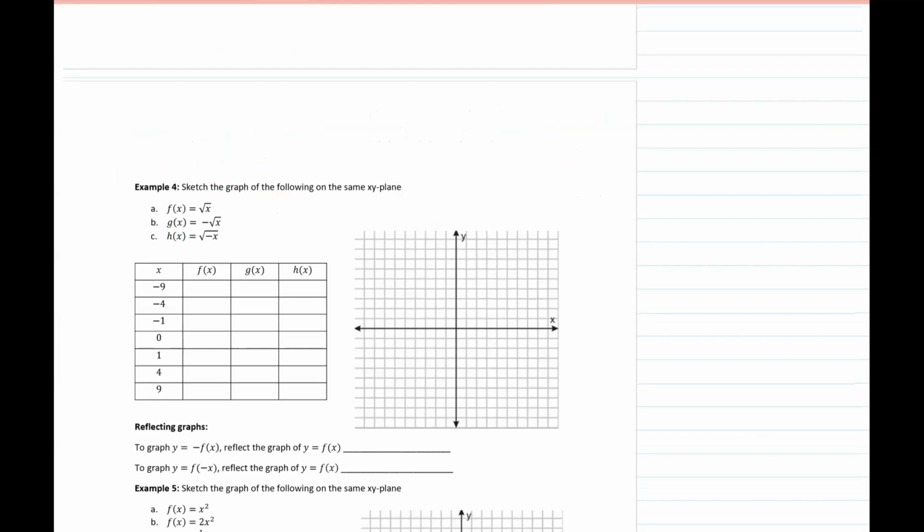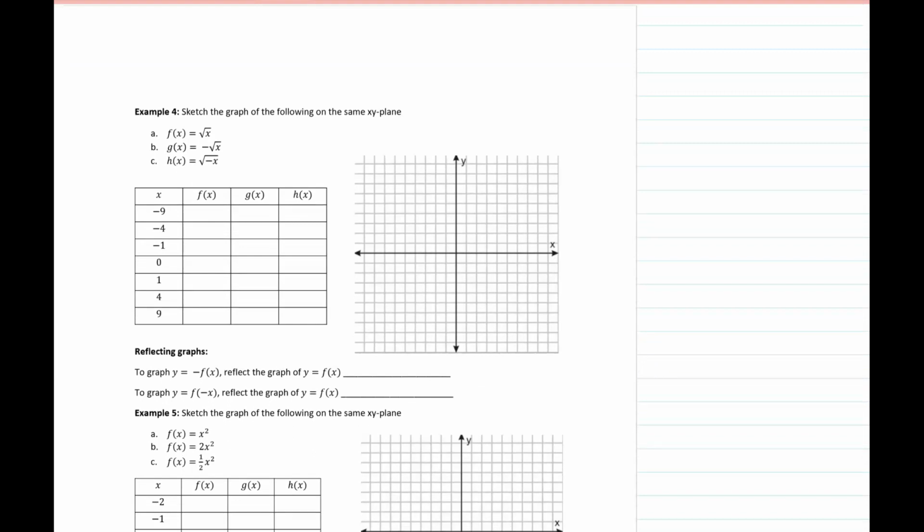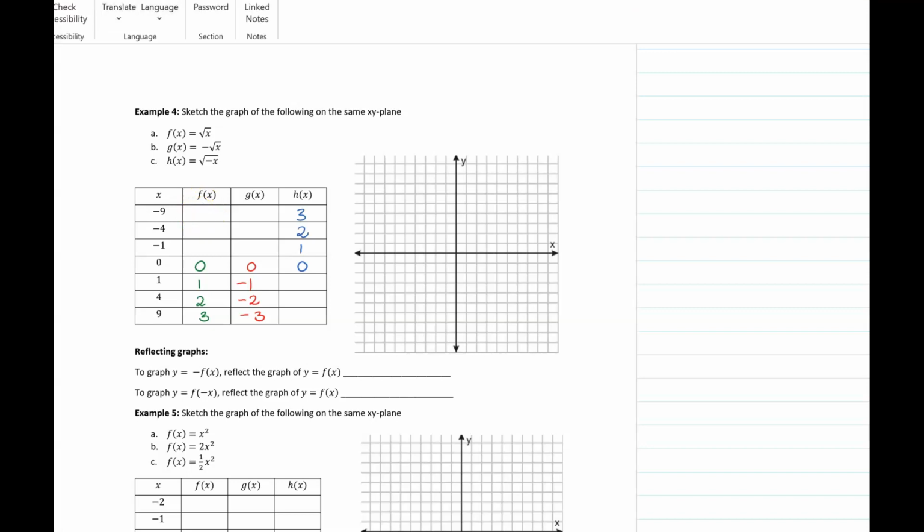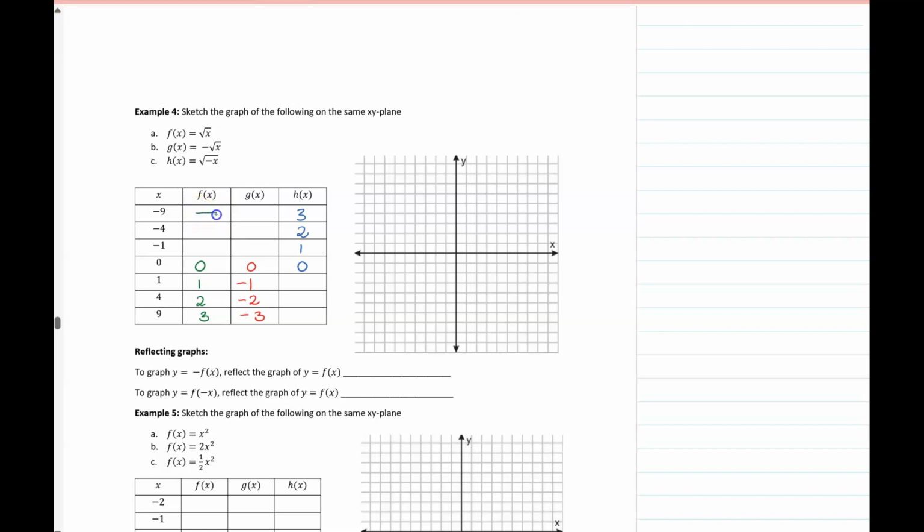Sketch the graph of the following on the xy plane. So again, I make the table of values and we'll plot the graph. Note that when we take the square root of negative 9, we get the value undefined, so there is no value here and here. Similarly, this is the reason we don't have any value over here and here. Okay, so let's go ahead and plot the graph on the xy coordinate plane. So this is f of x plus g of x.